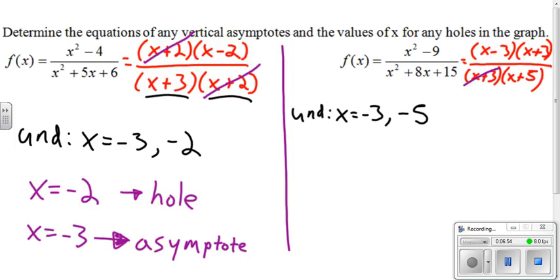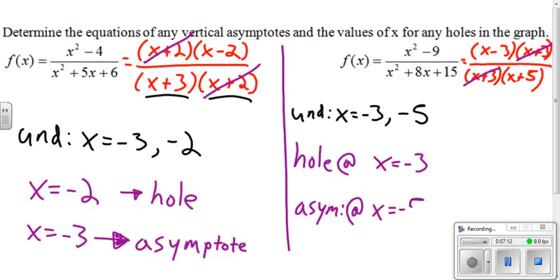(x + 3) and (x + 3) we can divide out. So we'd say we have a hole at x = -3, and we have an asymptote at x = -5.